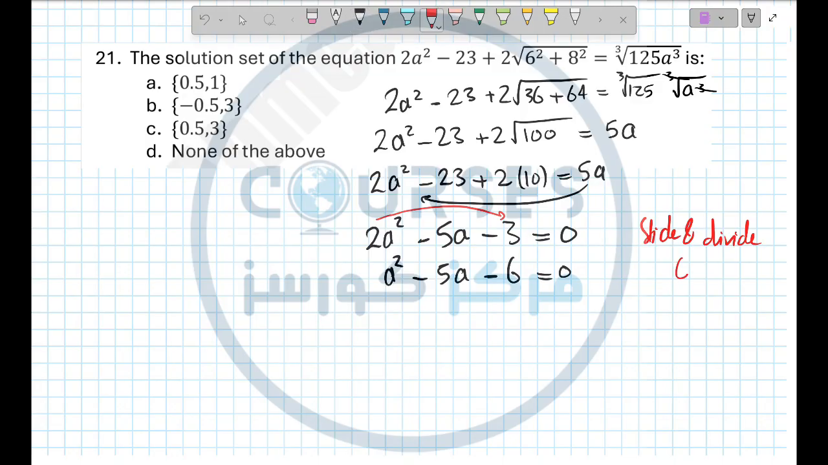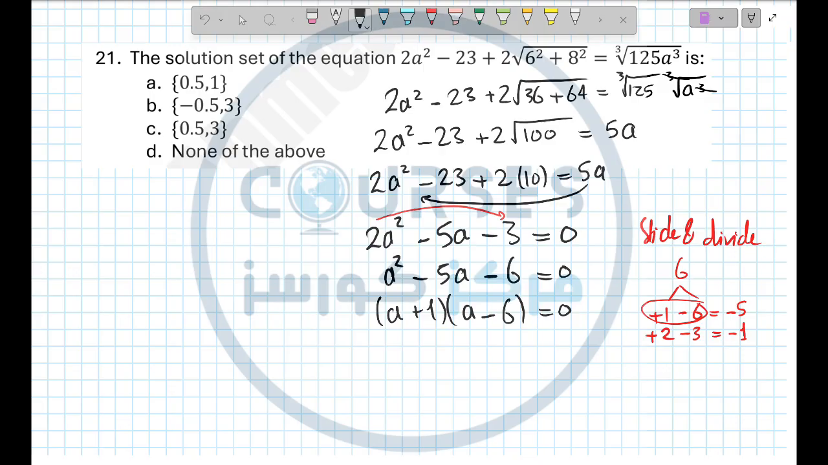Now we need to factor the 6. 1 times 6 and 2 times 3. The middle sign is negative, so the bigger number is negative. The second sign is negative, so the smaller number is the opposite. So that's negative 5. This is negative 1. Clearly, this is the answer. So this is actually a plus 1 times a minus 6. That's supposed to be equal to 0.